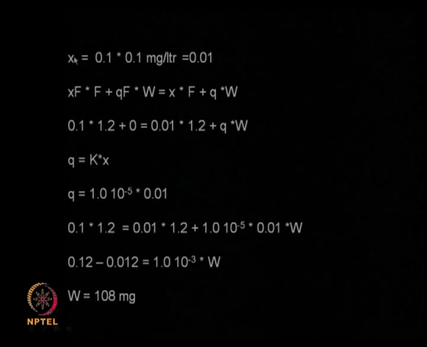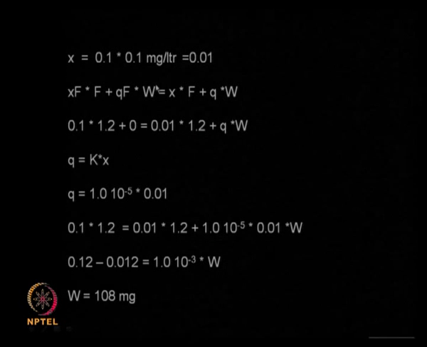Now, the concentration of the adsorbate in the final solution will be 10%, because you want to adsorb 90%, agreed, and your initial feed contains 0.1. So, 0.1 into 0.1 is 0.01, that will be the concentration of the solute in the exit stream. Now, this is your mass balance: xf into F, that is the quantity of the solute in the feed; x into F, that is the quantity of the solute in the exit or the effluent stream; Qf into W, where W is the amount of adsorbent you are adding. This is the quantity of the solute coming from the adsorbent. Q into W, where Q is your concentration of the solute in the adsorbent, is the quantity of the solute leaving with the adsorbent.